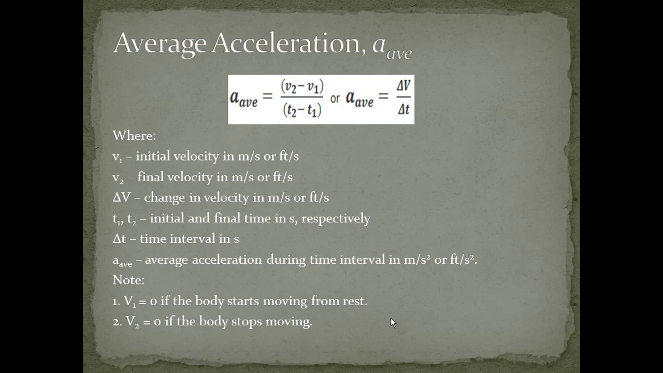Okay, so take note of the following. If v sub 1 is equal to 0, then the body started moving from rest. Now again, if v sub 2 is equal to 0, meaning the final velocity is 0, then the body stopped moving.